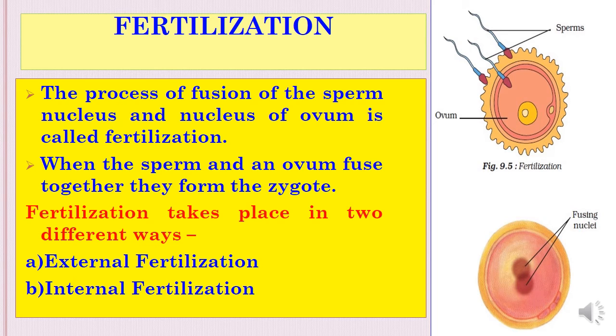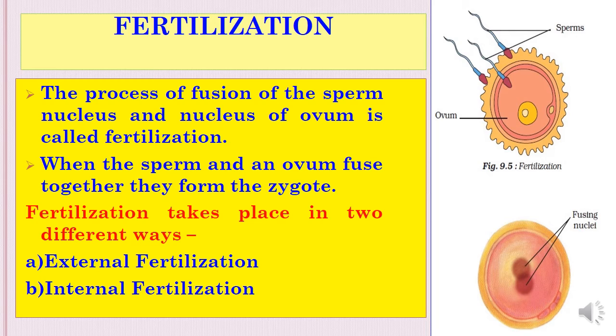During fertilization, the nuclei of the sperm and the egg fuse to form a single nucleus. This results in the formation of a fertilized egg or zygote. Fertilization takes place in two different ways.